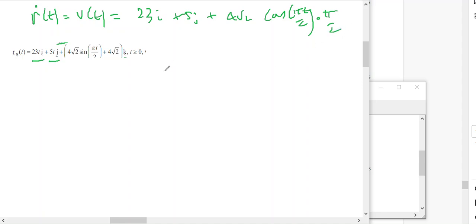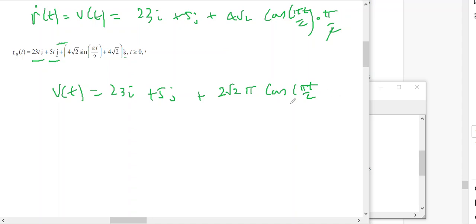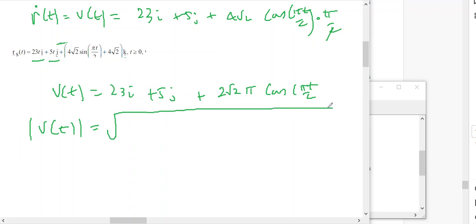And that's going to be v of t equals 23i plus 5j plus, the 2 will cancel, 2 root 2 pi cos of pi t on 2. And the magnitude of the velocity, that is the speed, will be the square root of 23 squared plus 5 squared plus 8 pi cos of pi t on 2, squared.